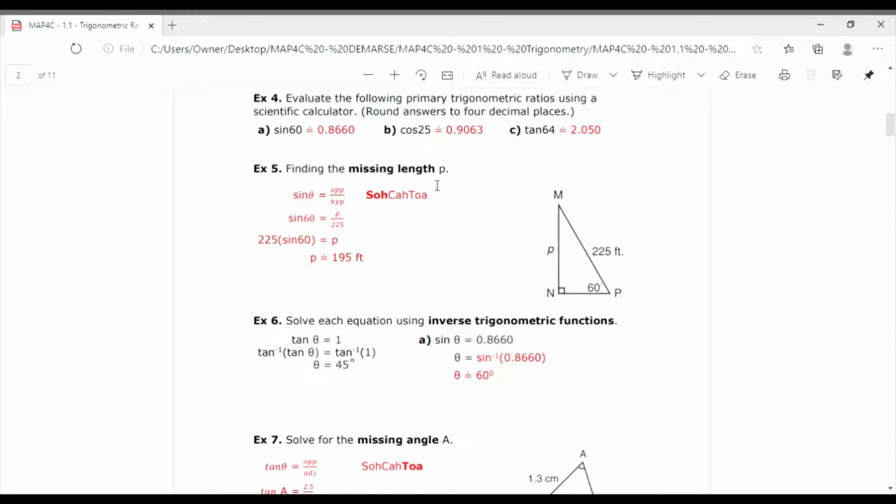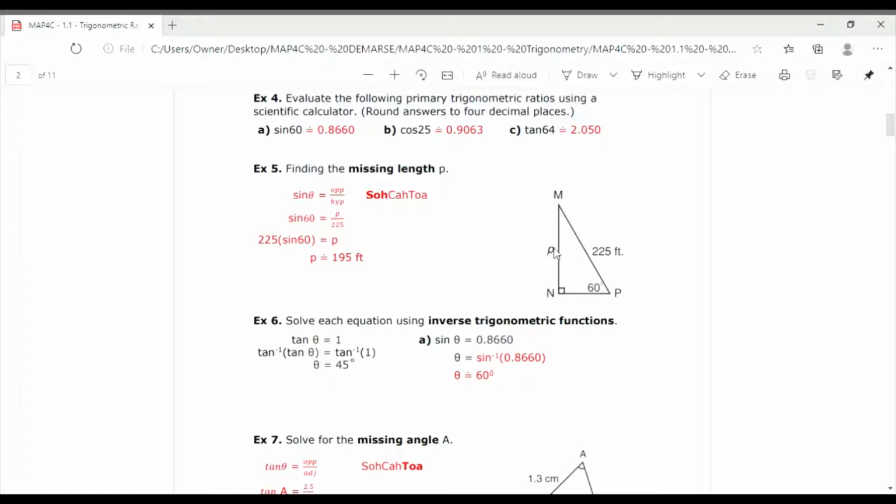Example 5. This is a full question. Find the missing length of P. Now looking at triangle NPM, or triangle MNP, I have the fact that it's a right triangle, because N is a right angle. And I'm given that the angle P is 60 degrees.